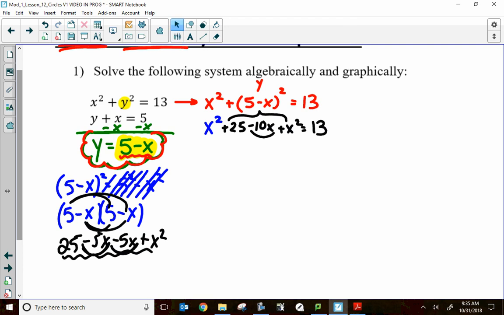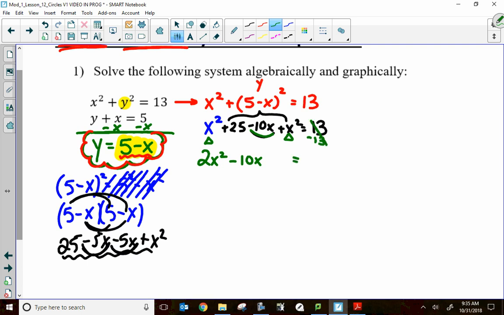What do I mean? Well, x squared and x squared gives me 2x squareds. I have my minus 10x, and I'm going to do two steps in one here. I need to set my quadratic equal to 0 to solve it. That's the basis behind solving quadratics. Okay? So I'm going to bring my 13 over to the left side. Now it equals 0. What I do to the right side, I have to do to the left. 25 minus 13 is positive 12.